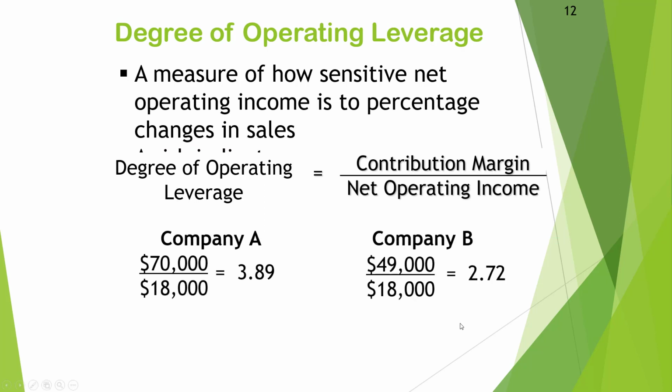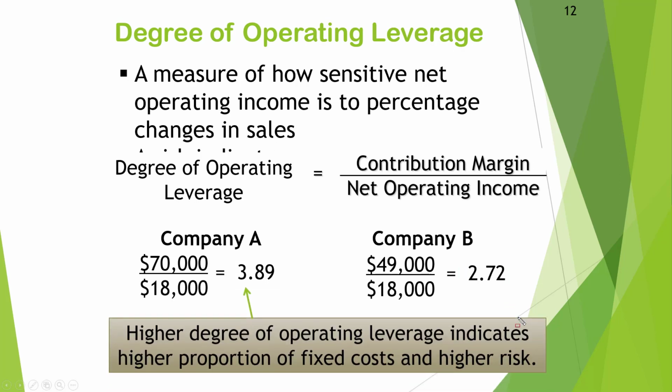And here is an example of two companies. Company A's degree of operating leverage is 3.89, and company B's degree of operating leverage is 2.72. And a higher degree of operating leverage indicates a higher proportion of fixed cost and higher risk.